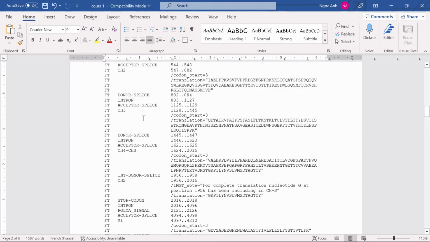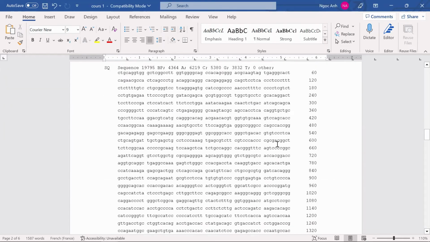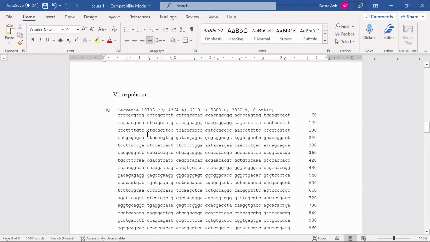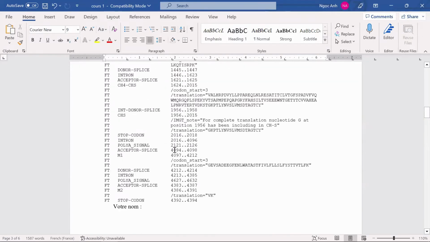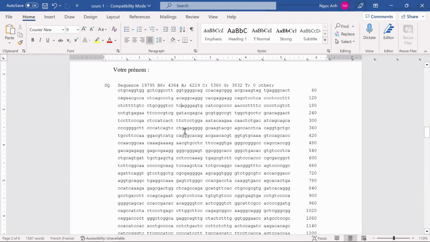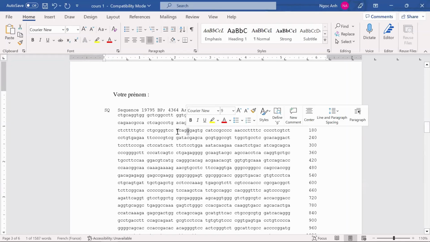I think I will find it here, in the sequence. Yes, please show us. Here's 120, then there are 10 nucleotides, 130, and then 140, 41, 42. Excellent. So basically you go to 145, and then you'll go up until here, this one. Correct.